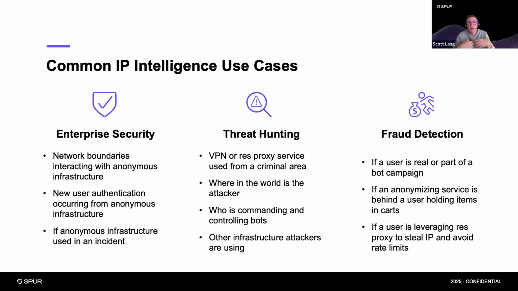Customers come to us to address any one of a number of use cases. We've bucketed them into three: enterprise security, managing the perimeter, hunting for threats, or detecting fraud. Are there people interacting with anonymous infrastructure against your network boundary? Are there authentications or attempted authentications coming in from VPNs or res proxies? Are there folks attempting to execute some sort of malicious activity somewhere in the world? You need to investigate that to isolate, identify, and potentially block it.